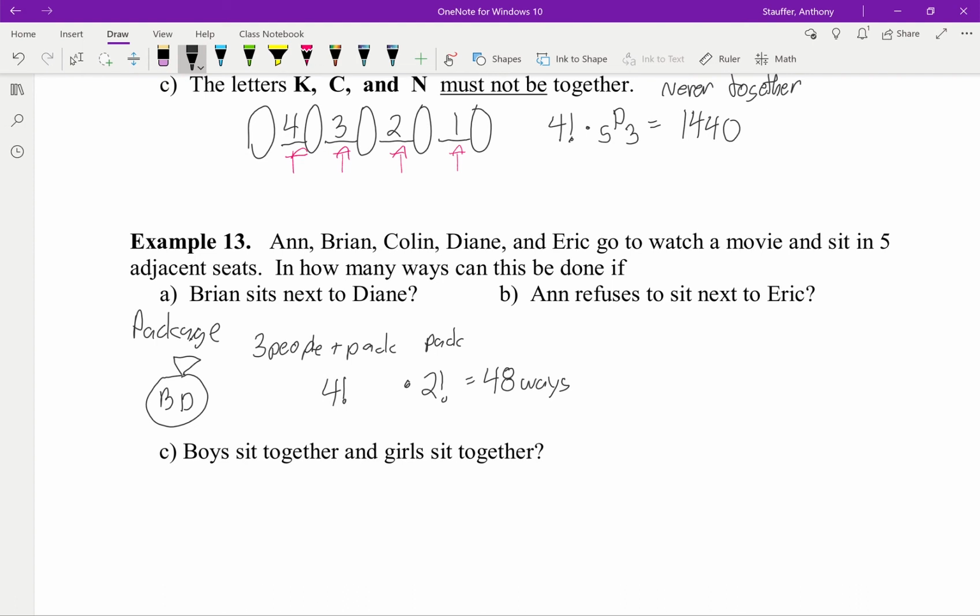Anne refuses to sit next to Eric. So again, this is never together. There's a song in there somewhere. So Anne refuses to sit next to Eric. That means I have 1, 2, 3 people, and that would be 3 times 2 times 1.